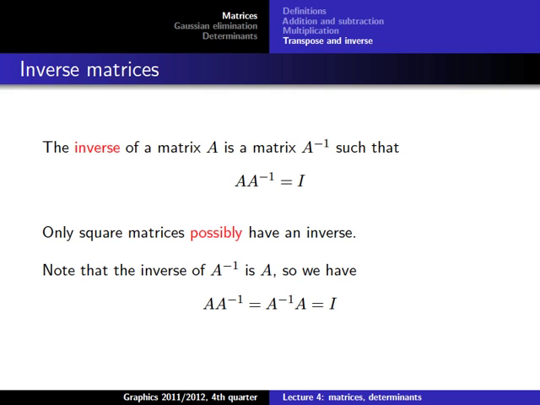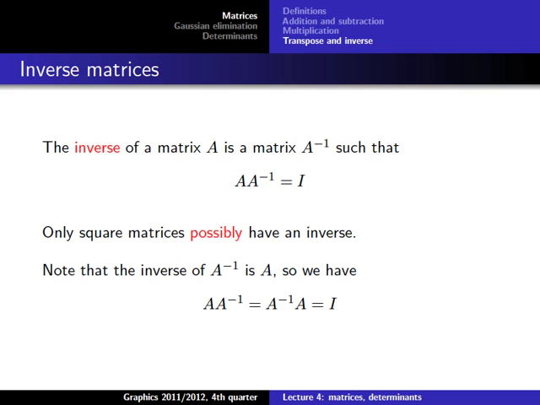Yeah, so we have introduced certain special cases. The final special case of a matrix that we want to introduce is the so-called inverse matrix. And the inverse matrix is a matrix that has a characteristic: if we multiply a matrix with the inverse of it, then we get the identity matrix.